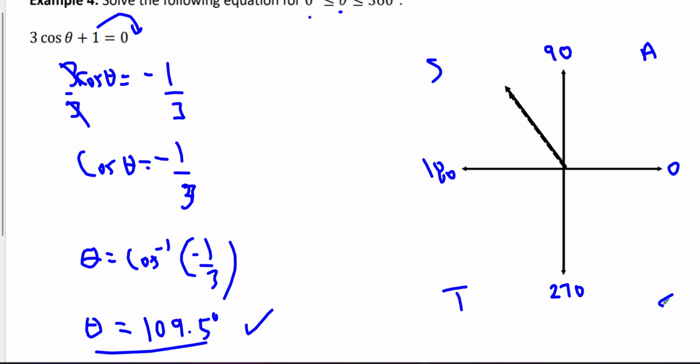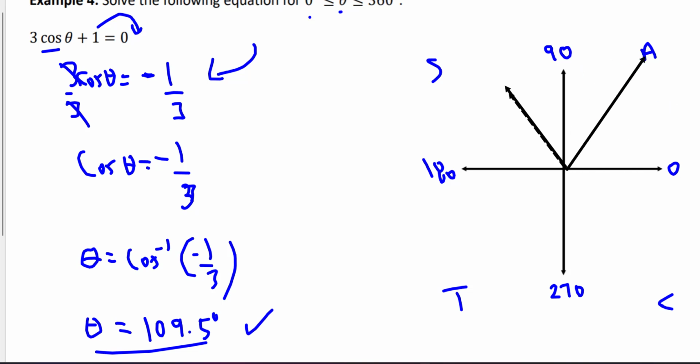Cast rule. In quadrant 2, sine is positive. But hold on, is this sine? No, this is cos. And this makes sense because cos was actually negative here, which makes sense because we expect cos to be negative.